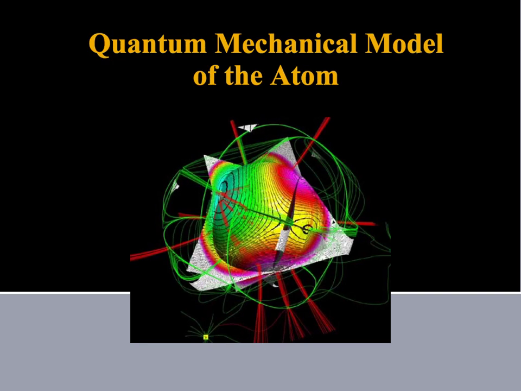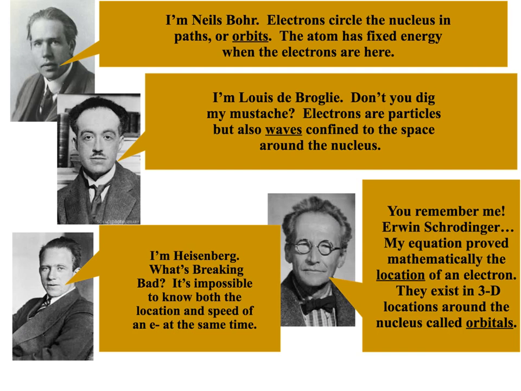It's pretty amazing. If you'll remember, Erwin Schrödinger was the one who came up with the quantum mechanical model of the atom, which basically gave us a whole lot of ideas about electrons. They don't go in orbits. They are in different areas called orbitals.